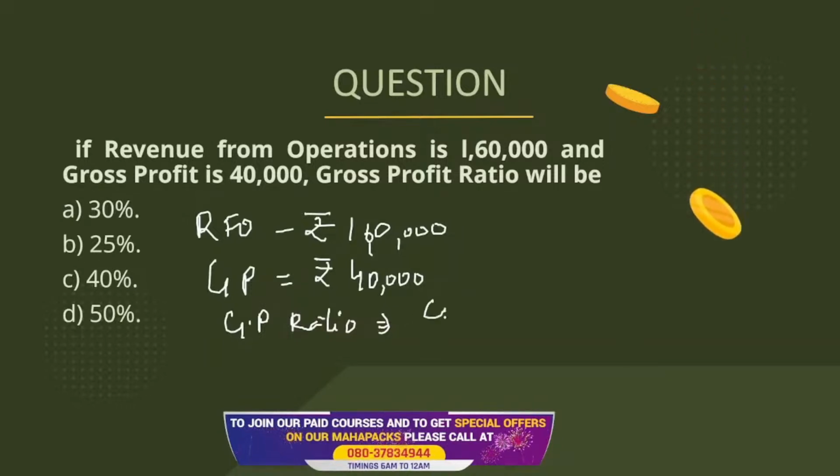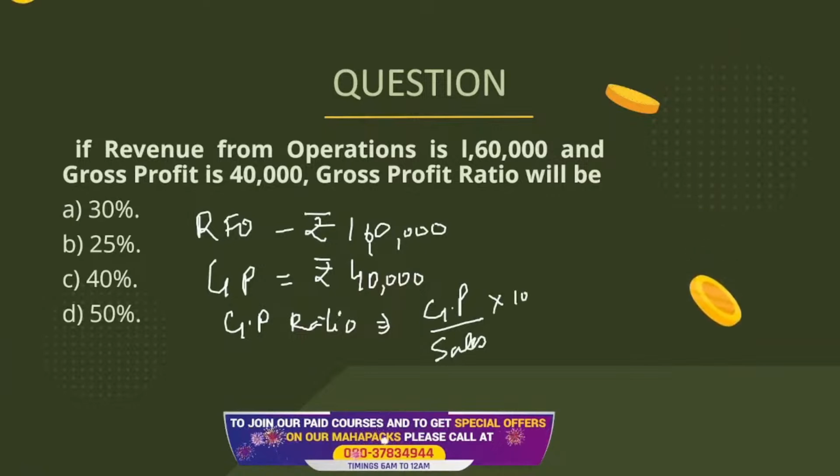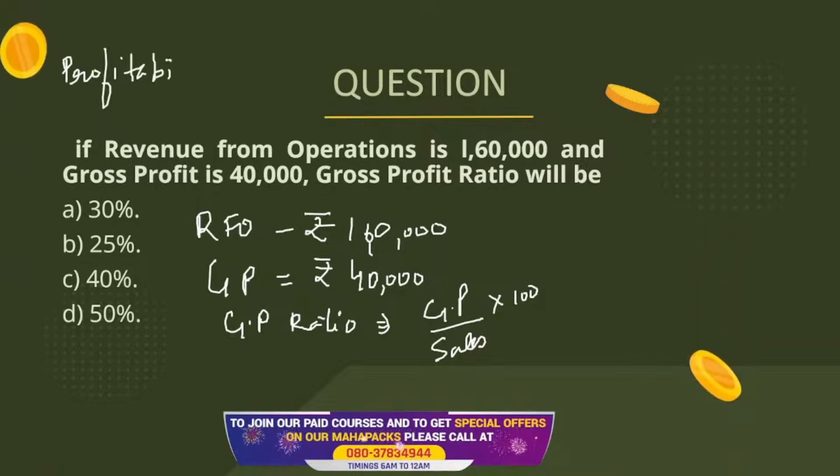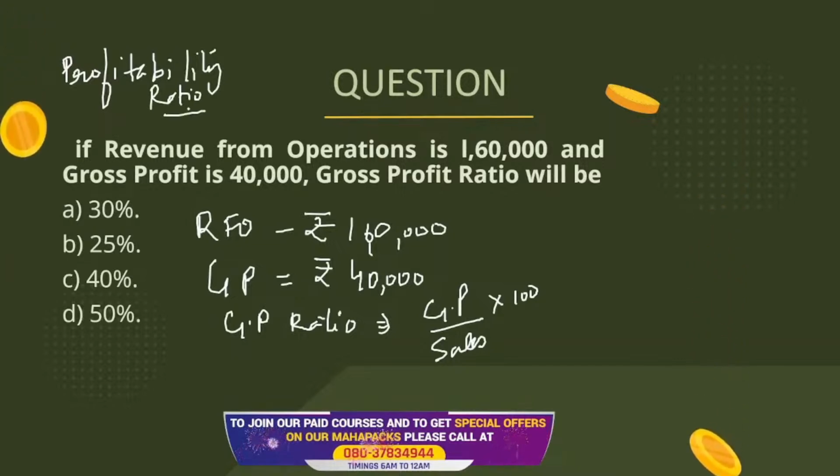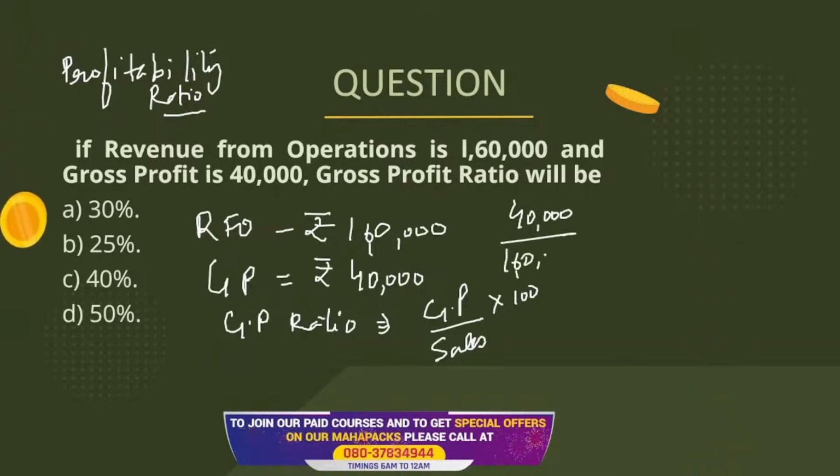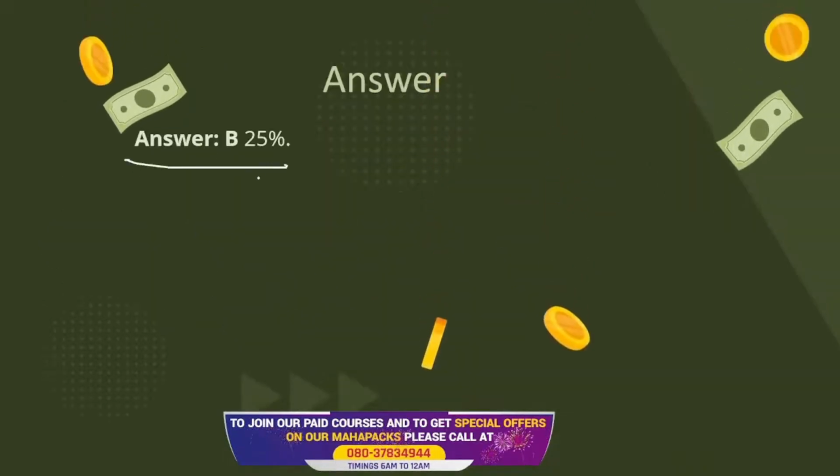GP ratio would be GP divided by sales, and this is normally calculated in percentage. This is a profitability ratio. So it's going to be 40,000 divided by 1,60,000. In terms of percentage, it comes out to be 25. It's going to be 25%.